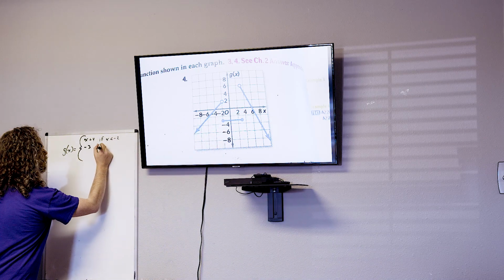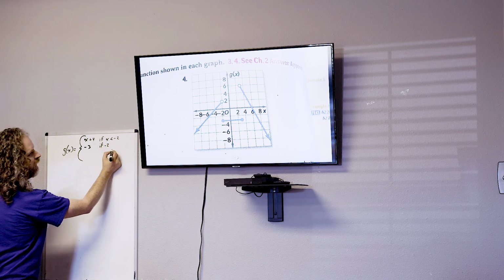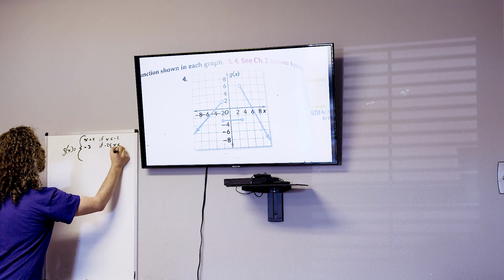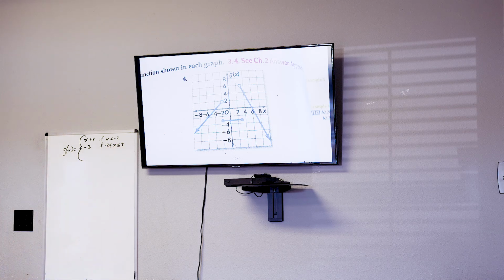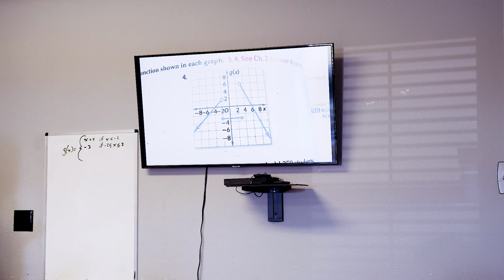And this is between negative 2 and 3, looks like to me. Right? Sound reasonable so far? Yeah. Question. I'm trying to look it over. Okay. Now, what about the last chunk?